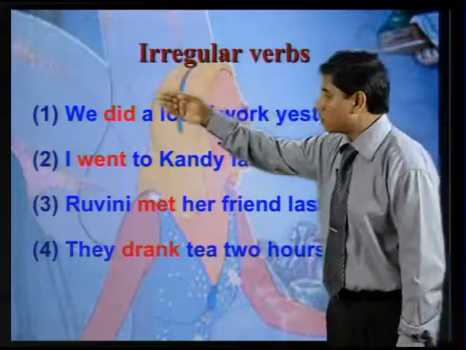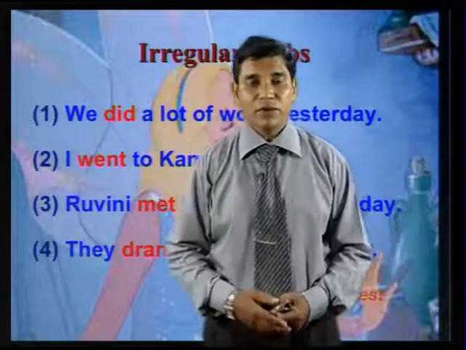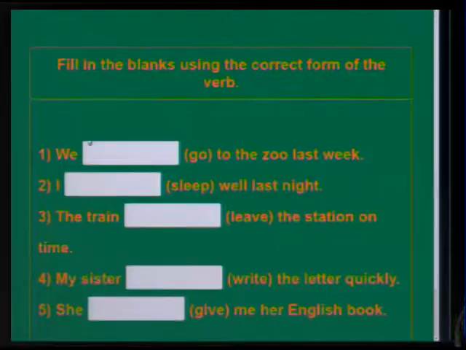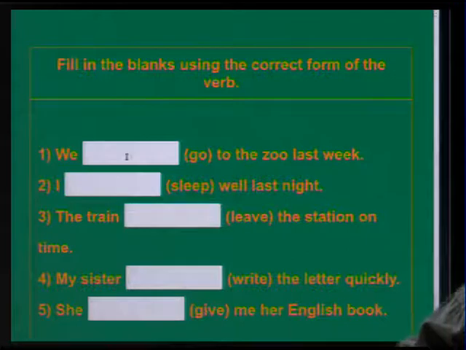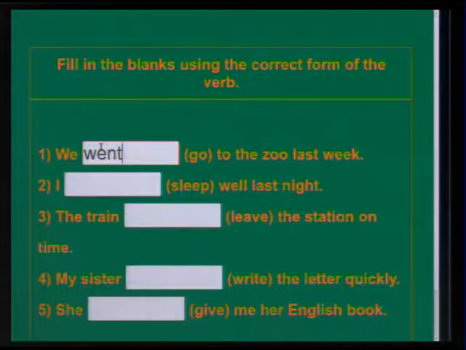Okay? Past form. Right. Now, let's try a simple activity. So you find some blanks in these sentences. So you have to fill in the blanks using the correct form of the verb. Let's start. The first, we blank go to the zoo last week. So you have to use went. We went to the zoo last week.